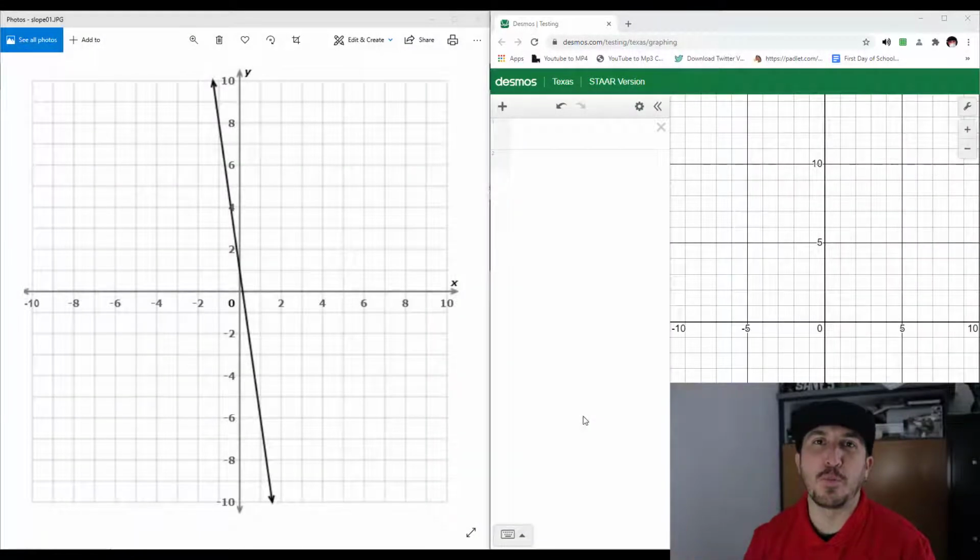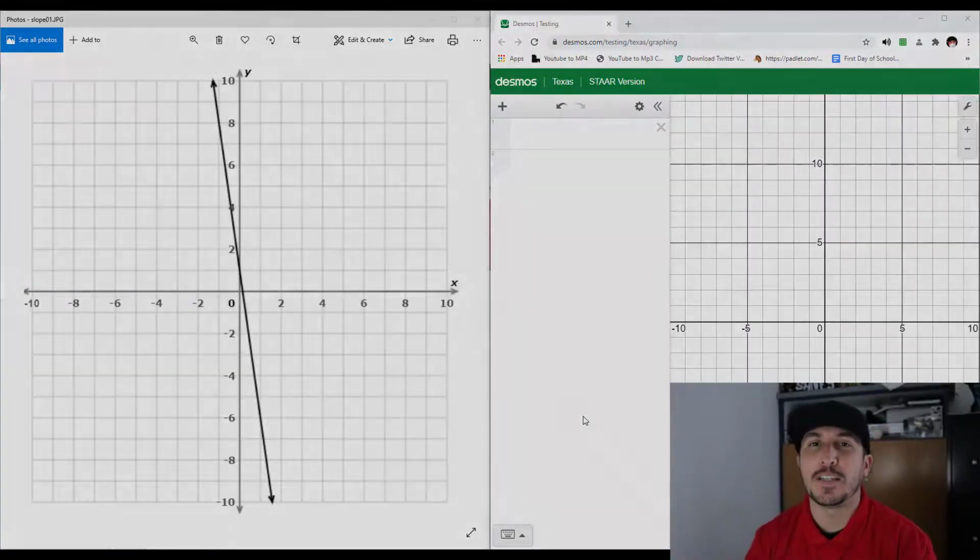Alright, so in this video right here, we'll be talking about how to find slope, but when they only give you a graph. Now, it looks super hard, but it's super easy. Let's go.